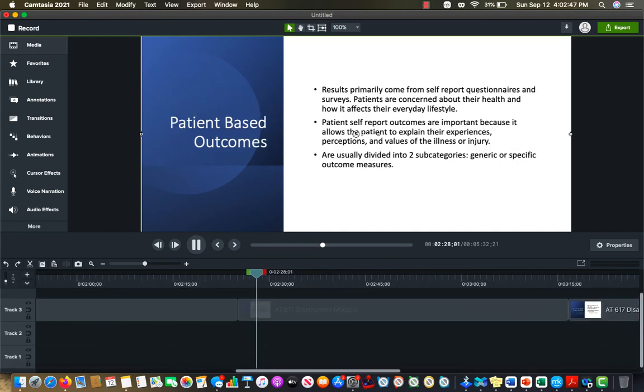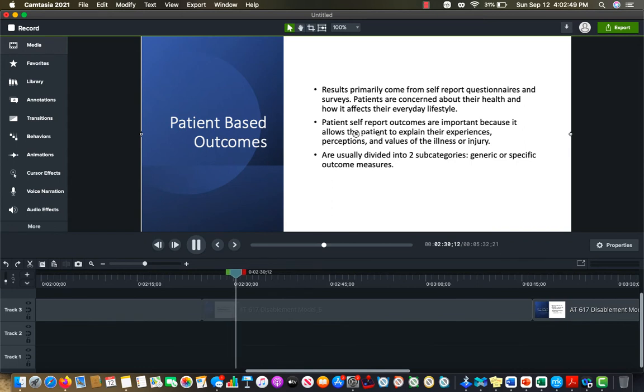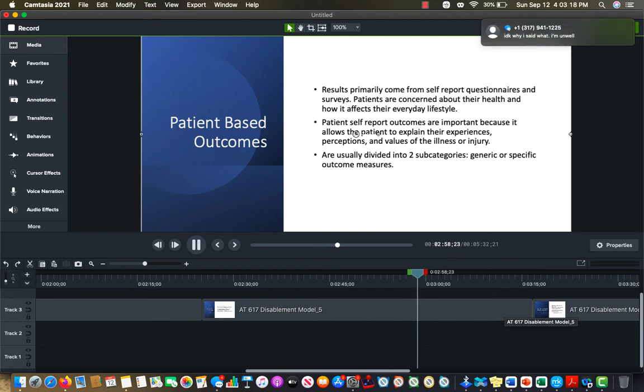Patient-based outcomes results primarily from self-report questionnaires and surveys. Patients are concerned about their health and how it affects their everyday lifestyle. Patient self-report outcomes are important because it allows the patient to explain their experiences, perceptions, and values of the illness or the injury. It is important that we understand how their experience has been dealing with the injury or illness, what their perception of pain or discomfort levels are like when they're experiencing it, and the values of the illness or the injury.